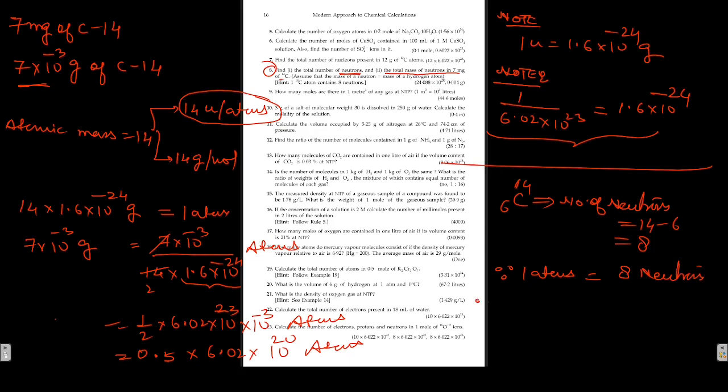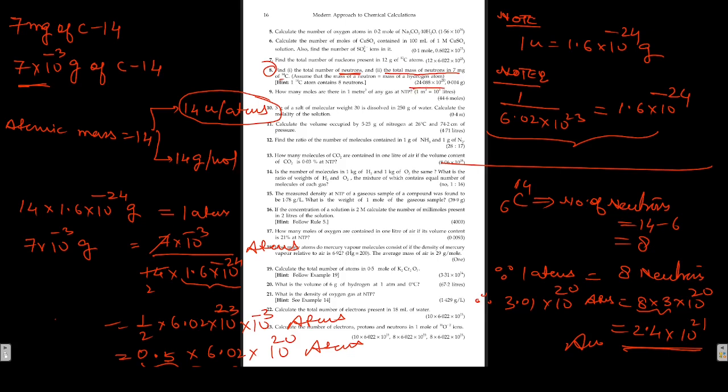so we can say this 3.01 into 10 to the power 20 atoms will contain 8 into 3 into 10 to the power 20. I am taking approximate values, it is 2.4 into 10 to the power 21. This is our right answer. So we found the total number of neutrons.